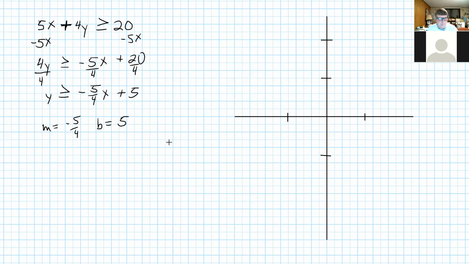Okay. All right, so graphing that, I'm going to start by graphing the y-intercept, which is at 5. The slope is negative 5/4. So going from left to right, I'm going to go down 5 and over 4. Down 5 and over 4. All right. Now, I need to draw a line through that. Okay, so there's my line.